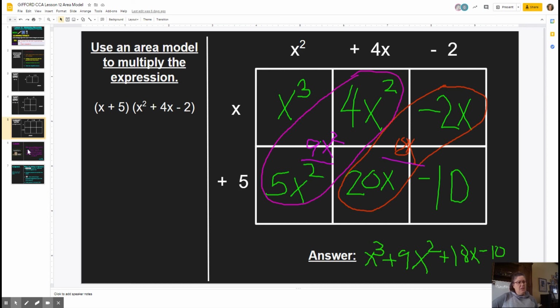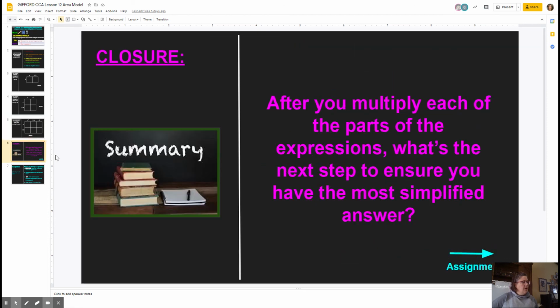All right, so here's your closure for today. After you multiply each of the parts of the expressions, what's the next step to ensure that you have the most simplified answer? After you do the multiplication, what's the most important part? Write that down on your paper.